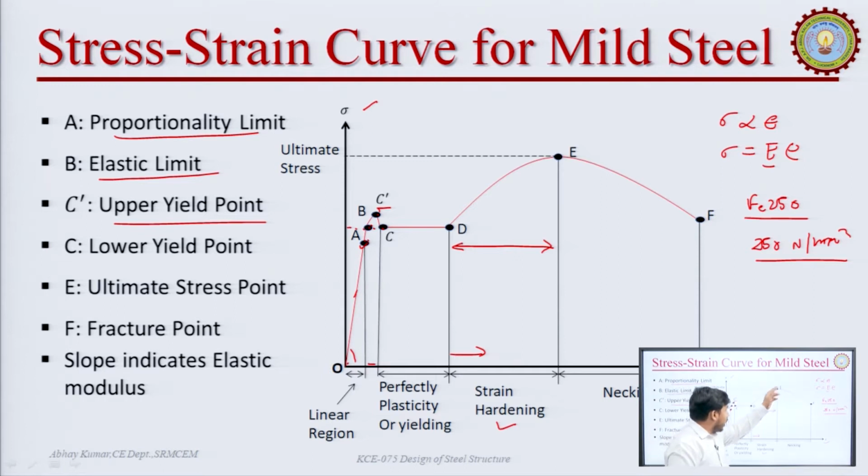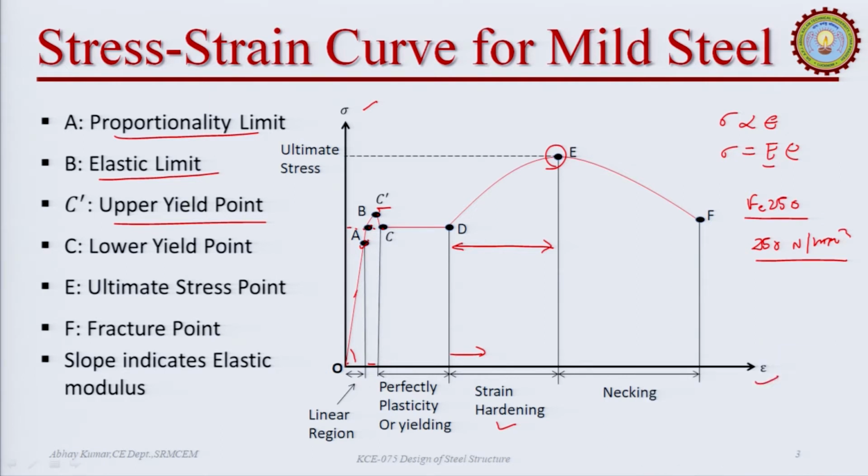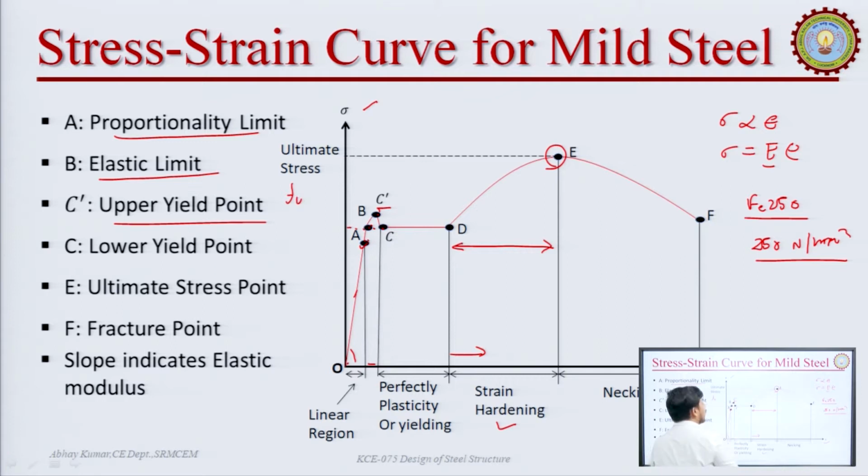Up to point E, the stress value increases as we apply the strain. At point E, we reach the maximum resistance level of the material. This maximum resistance level is known as the ultimate stress. It is generally indicated as Fu, the ultimate stress value of the material. After point E, if we continue to increase the strain, then there will be a reduction in the stress value, or the resistance from the material.